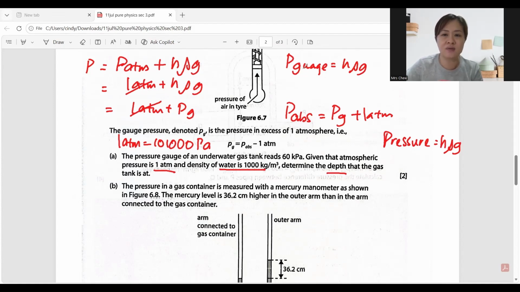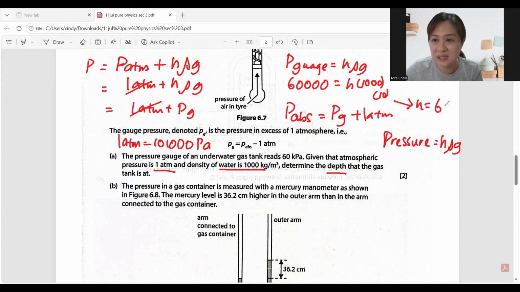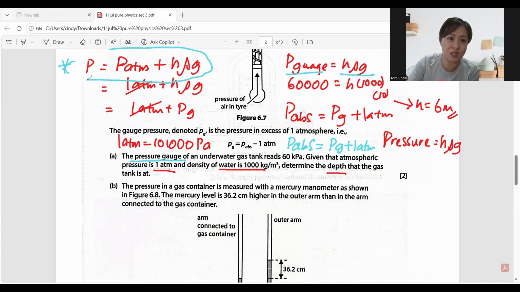So the pressure of the gauge measures 60 kilopascal, I have a depth that I don't know, and this is 1000, and this is 10. So the answer, H, equals 6 meters. Make use of what is given to us. And of course, this concept is important: the pressure of where the object is at is always the atmospheric pressure plus the depth of water, or the depth of liquid.